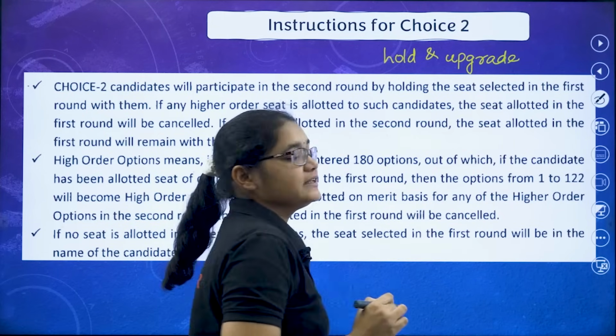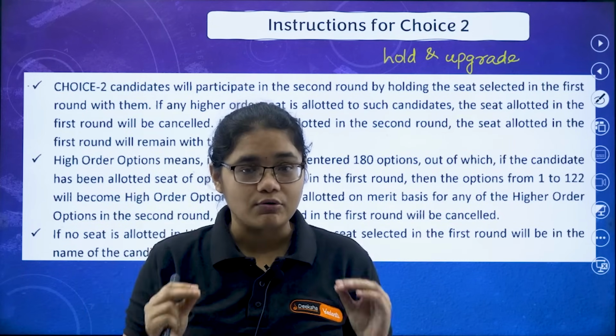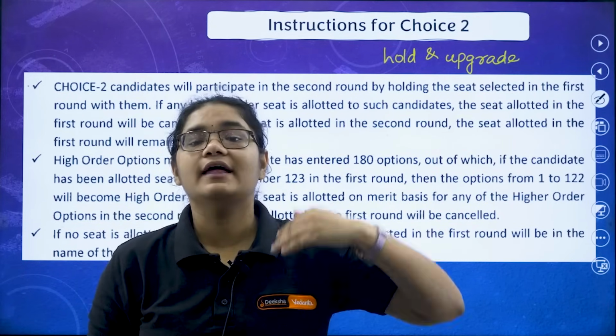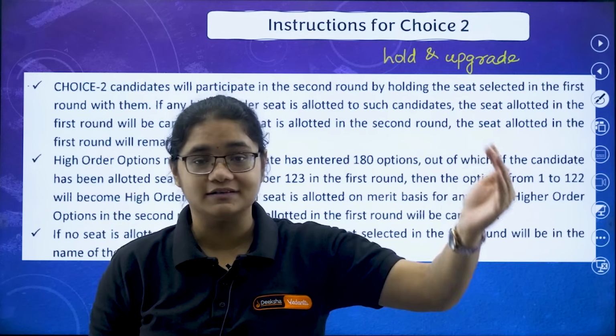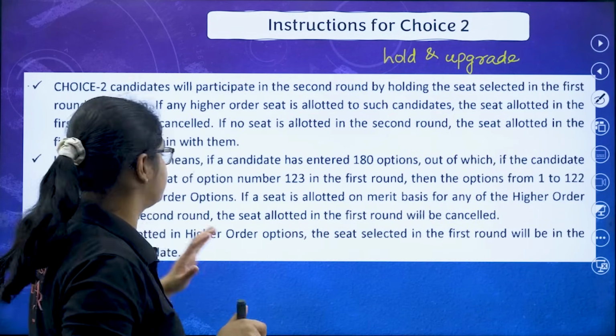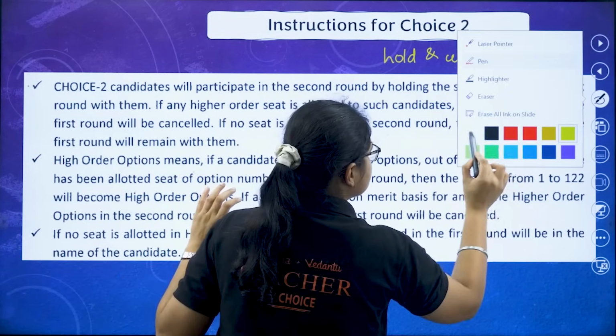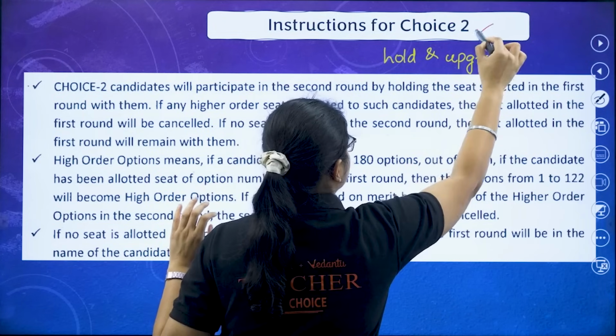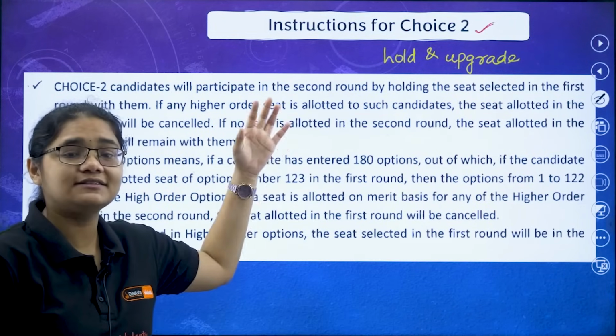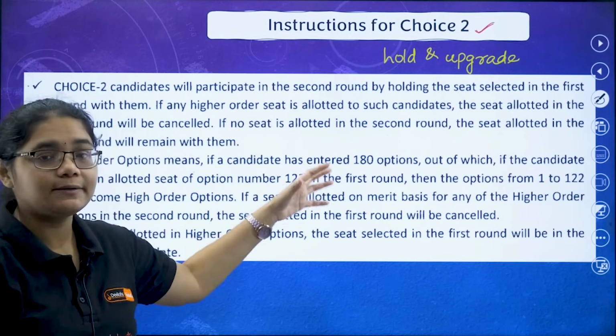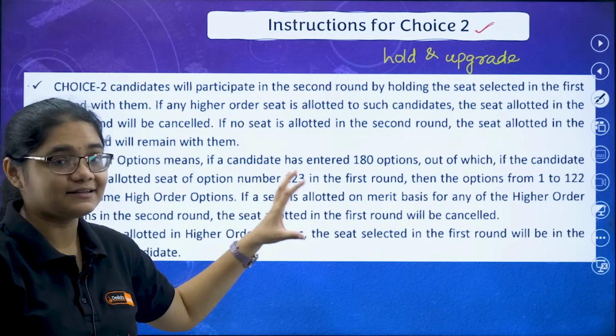Okay, it means the seat that was allotted to you in round 1 will remain with you, and then you have gone for the second round. You are participating in the second round. So, a very, very crucial thing, please understand. I know the maximum of the students will have selected choice 2, because I consider this a safer option, right? So let us see what all instructions KEA has for you.